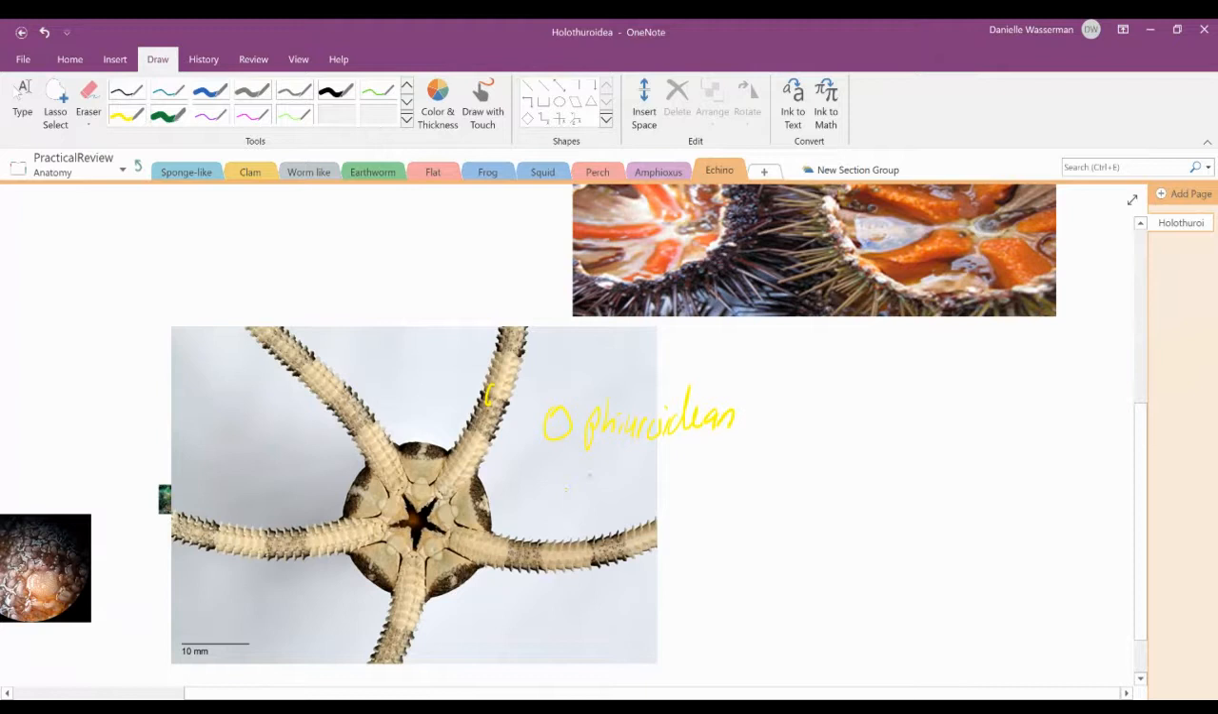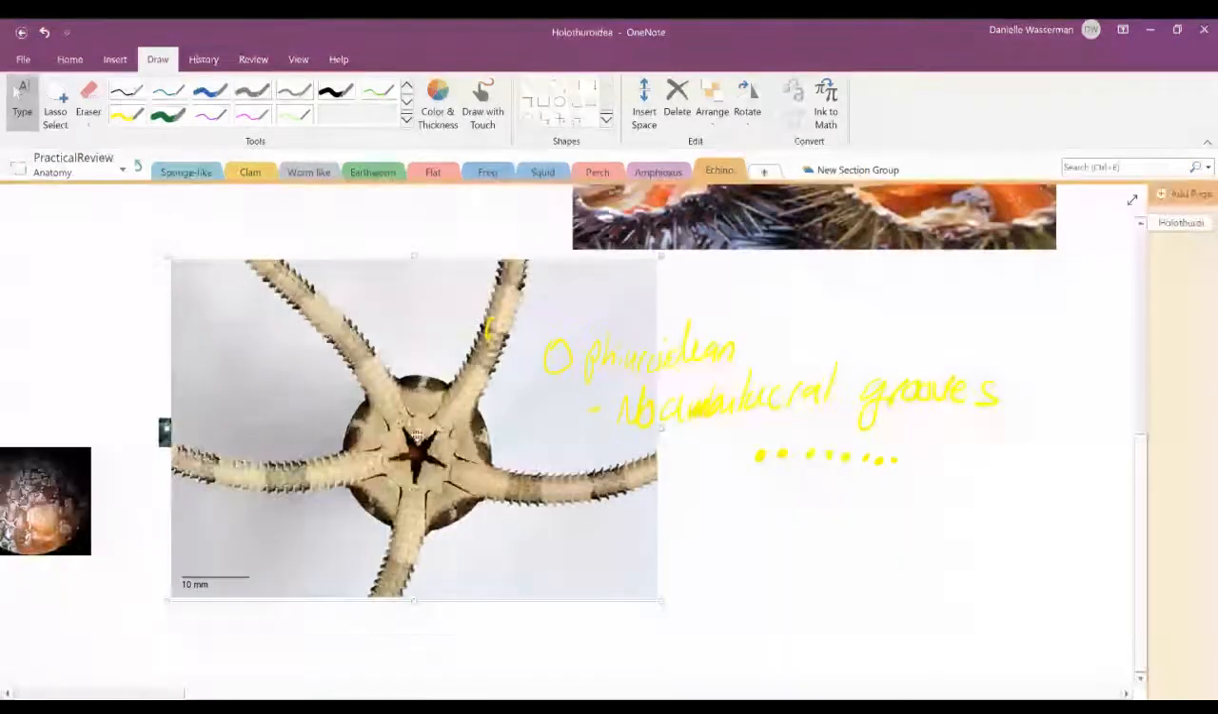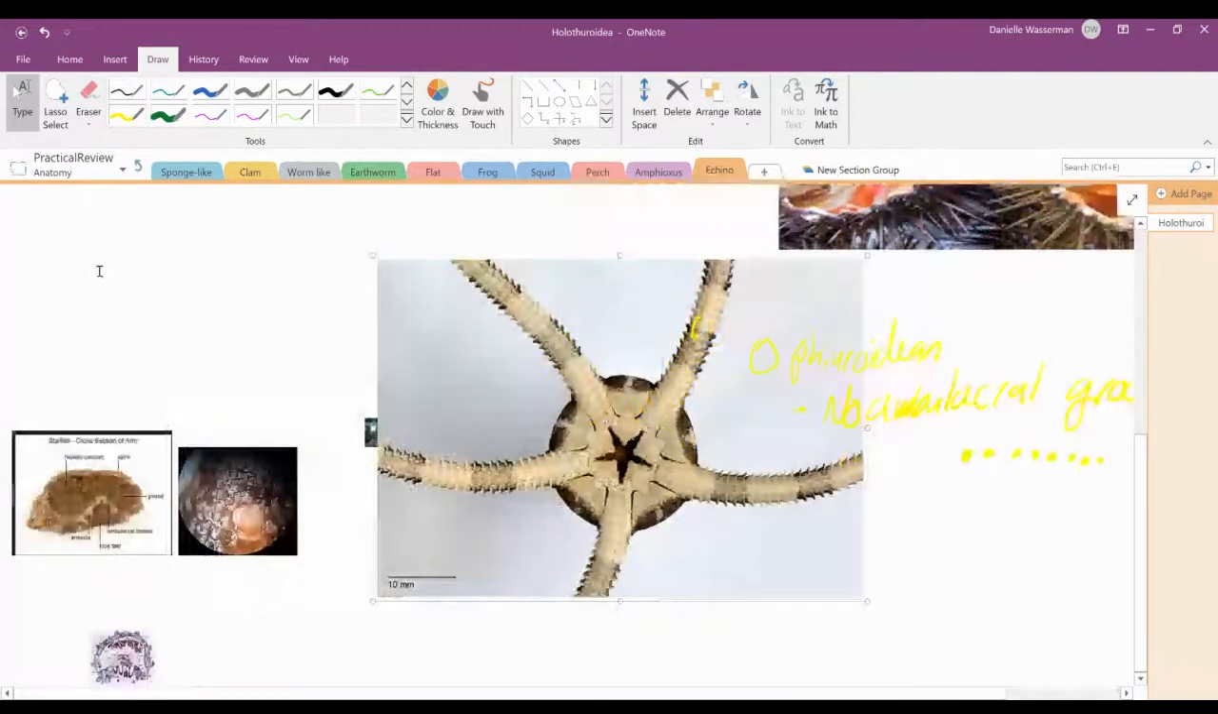So, no ambulacral grooves, among others. Since this is a review, I won't be going into all the details of everything. You may need to know, is this the mouth or the anus? What is the name of the surface? Anatomically? I'll throw out aboral.